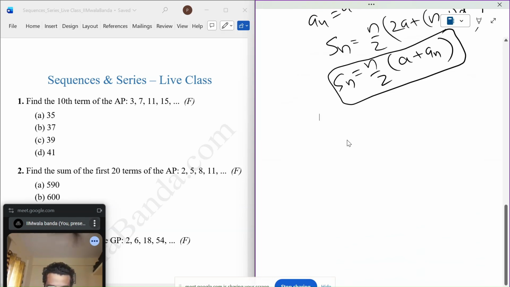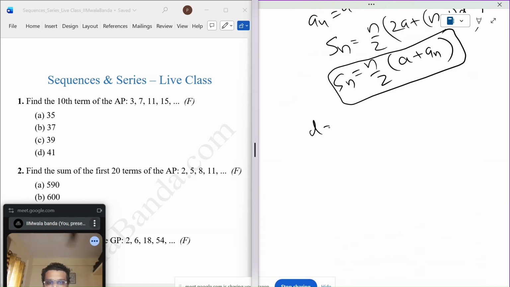Now, if you look at the difference for any term, can I say take any term a plus an and then subtract the n minus first term from that? Correct? This you don't need to learn. This is just a way of understanding the difference.